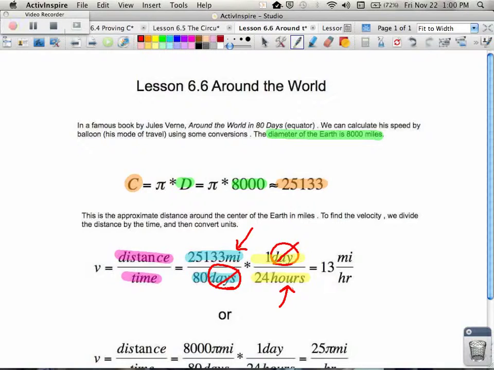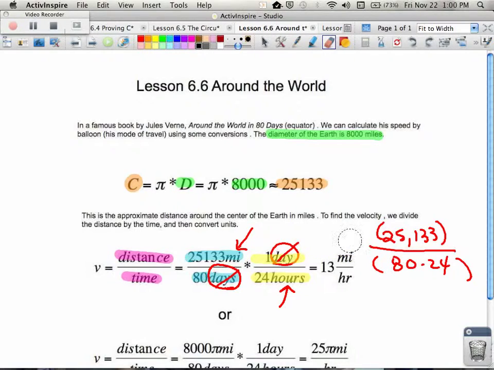And when I take 25,133 miles divided by parentheses 80 times 24, so this is how I type it in my calculator, 25,133 divided by parentheses, don't forget the parentheses in your calculator, 80 times 24. In the end, I find out that my velocity, which I was looking for, is going to be roughly 13 miles per hour. So this is my speed of my balloon in purple highlight that I was looking for, 13 miles an hour, and that was using a conversion.